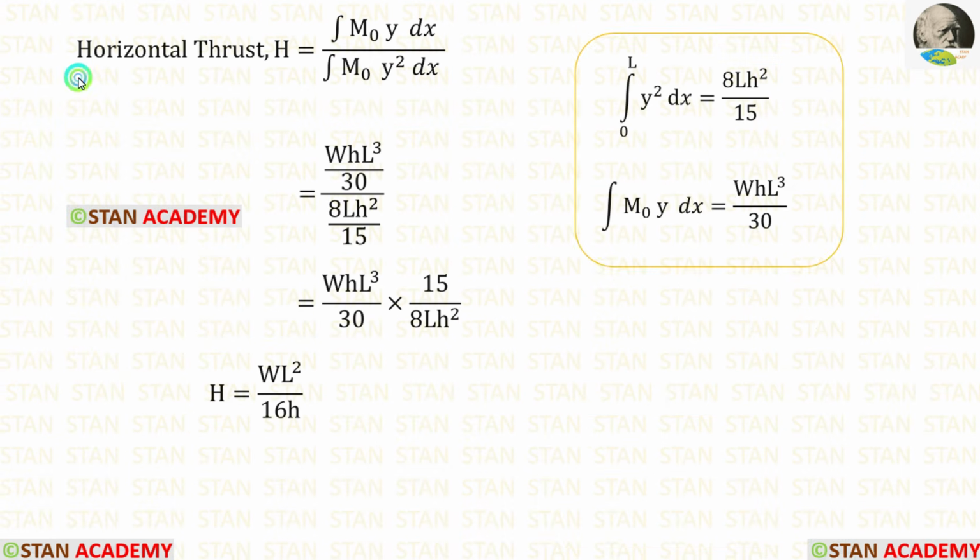In the horizontal thrust formula, we have found the numerator and the denominator. Let us apply both of them. We can take the denominator inversely and then multiply. Then we can make some simplifications. We can cut this 15 and 30. Here it will be 2. Also we can cut this L and cube. Here it will be square. We can cut this H and square. Finally, we have made the formula for the horizontal thrust, which is equal to WL square by 16H.